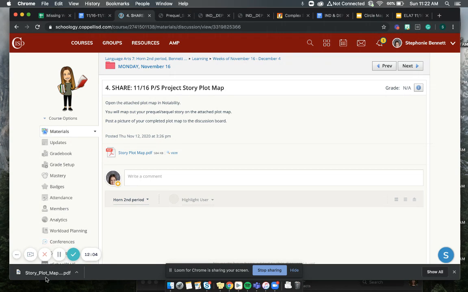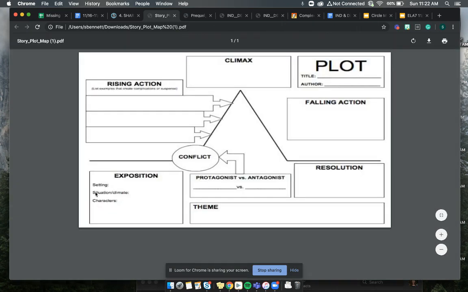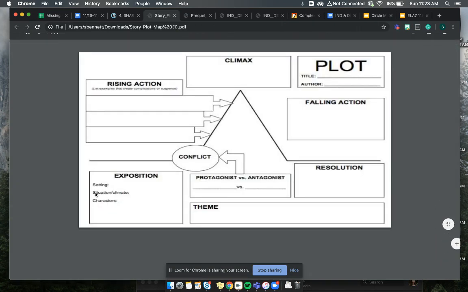So here is our plot map. And you are thinking about, what do you want to happen in your story? Because remember, your story needs the exposition, conflict, rising action, climax, falling action, resolution. And you are going to use this plot map to plan your story. You are not mapping out The Giver. We already did that. This is to plan your made-up prequel or sequel story.